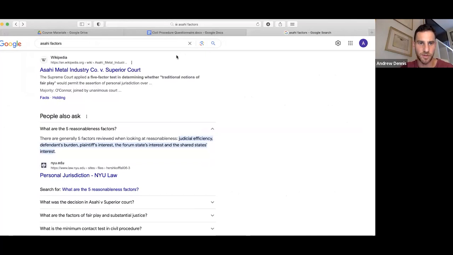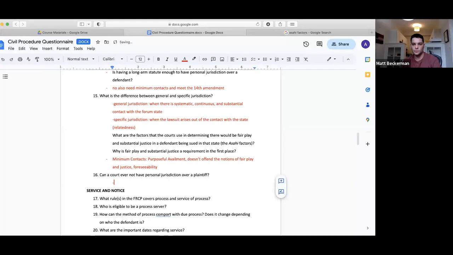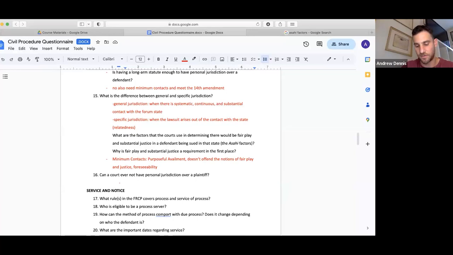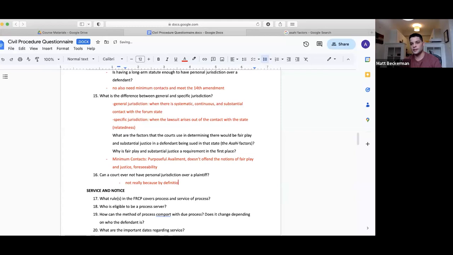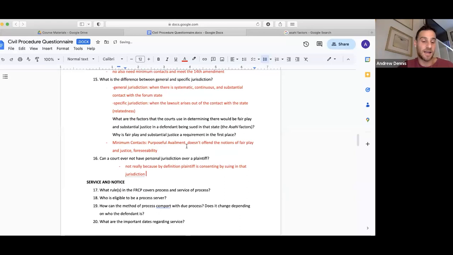All right, we kind of understand personal jurisdiction. Can a court ever not have personal jurisdiction of a plaintiff? I feel like yes. I didn't really have an answer to this. I would assume no, just because plaintiffs always consent. Oh, over a plaintiff? Not really, because by definition a plaintiff is consenting to the jurisdiction of where they're suing, consenting by suing in that jurisdiction. But obviously, there are lots of times where they don't have subject matter jurisdiction. I misread that. I was saying over defendant. I was like, yeah, they don't have personal jurisdiction.